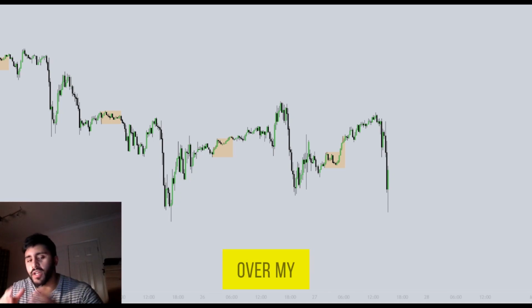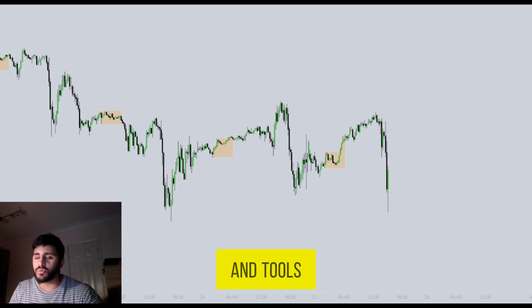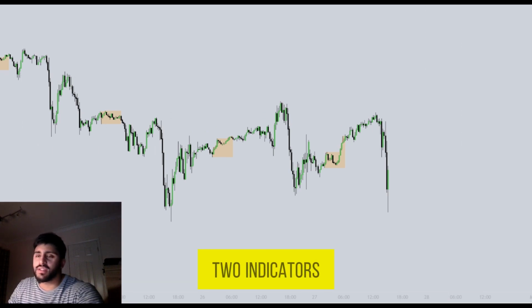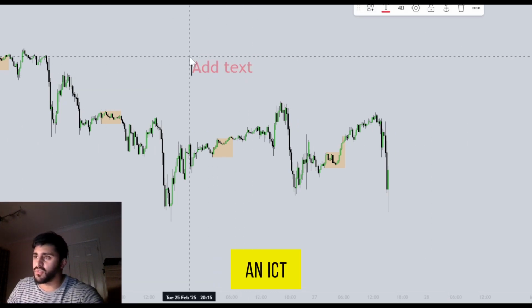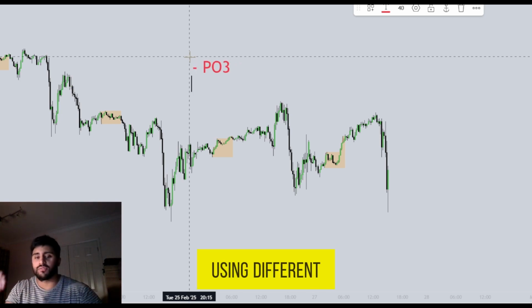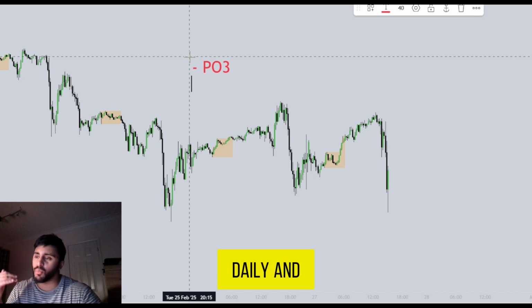We're going to be going over my top indicators and tools I use as an order flow and ICT trader. So if we start with the ICT side of things, there's only two indicators you ever need as an ICT trader. The first of those is going to be the PO3 indicator, and you're using different time frames, the 4-hour, the daily, and the weekly. And we're going to go over all three in this video.